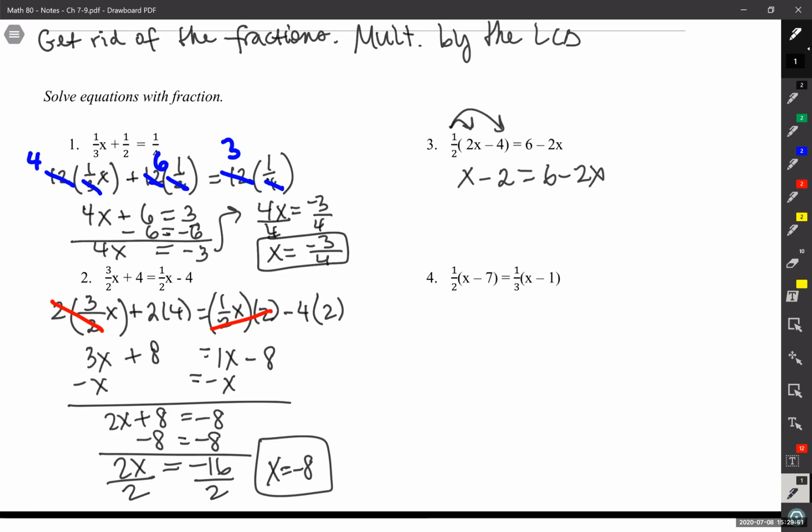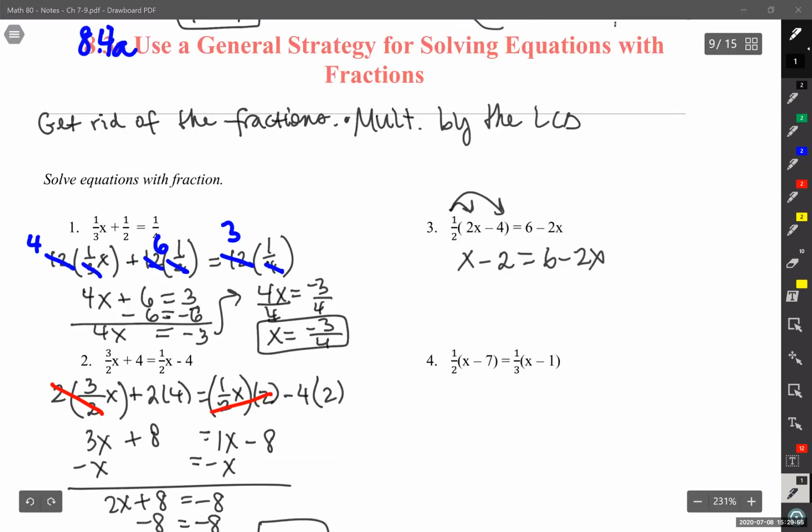So we don't always have to multiply by the LCD. Sometimes I'll leave that as one step. Another step is to distribute, which is what we did in number 3. And so sometimes just distributing gets rid of the LCD. Gets rid of all the fractions.